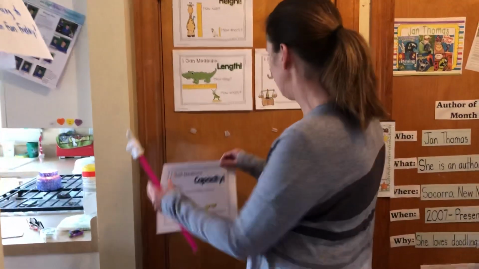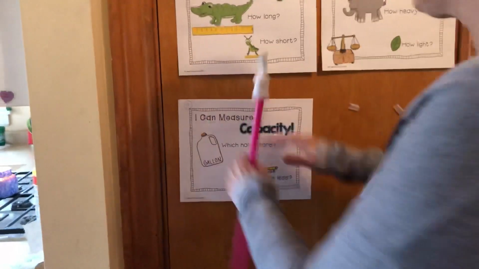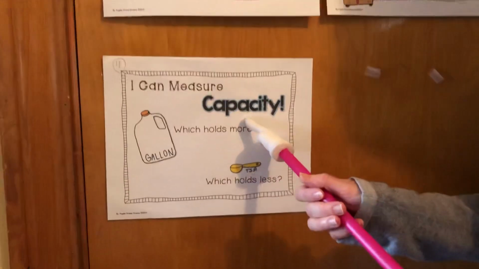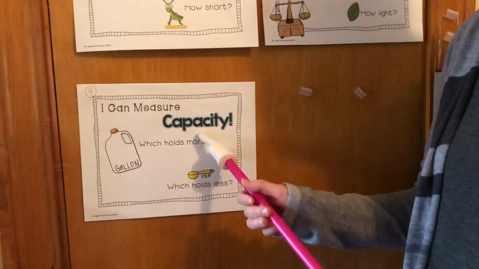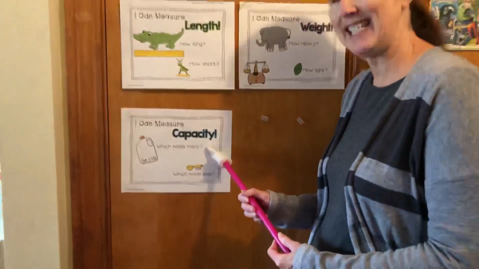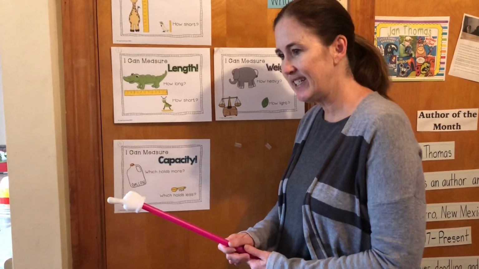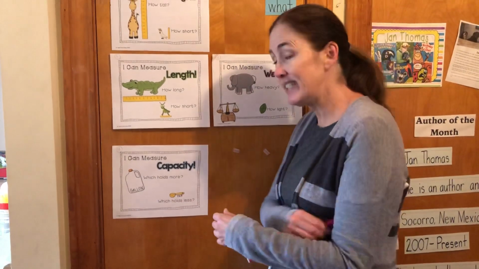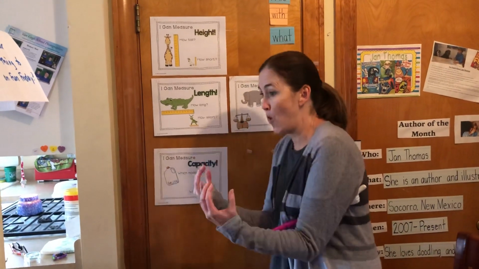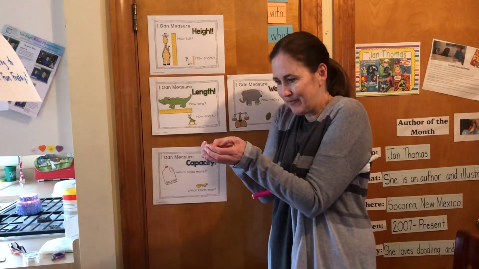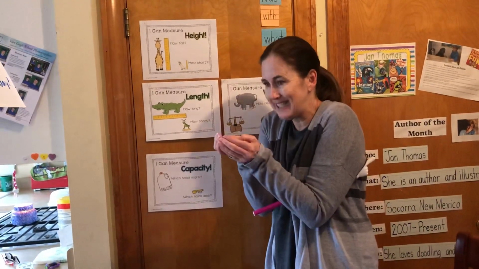Cameraman, if you could zoom on in to my anchor chart. Today's measurement word is this. Does anybody know what that word is? It might be a word you've never heard of. It's called capacity. Can you say capacity? Capacity. Capacity shows us which holds more and which holds less. So you try that. Capacity shows us which holds more or which holds less.